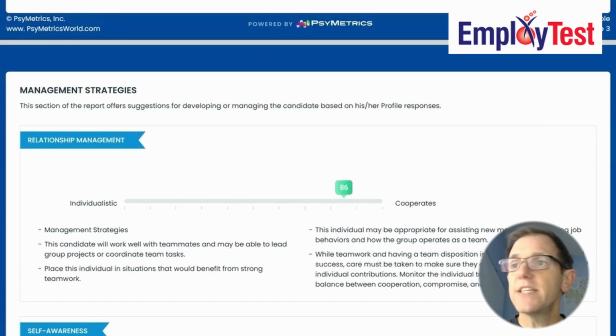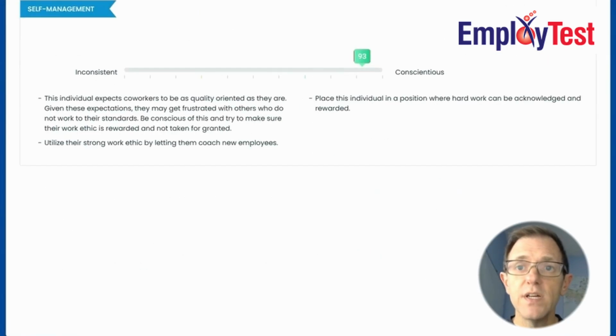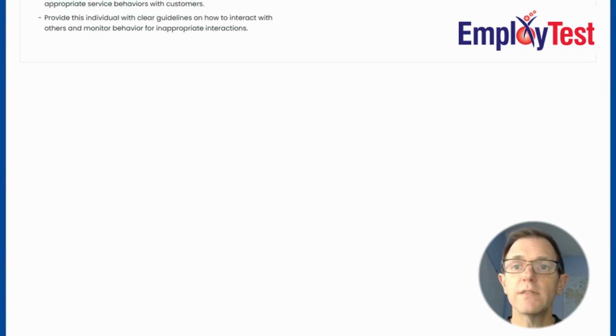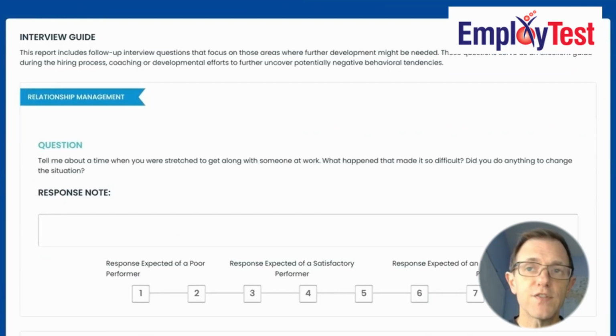Then it has management strategies, so suggested management strategies based on their score for each topic. And finally, as a bonus, you get suggested interview questions for any area where they may not have scored so well. So you can see relationship management: tell me about a time that you were stretched to get along with somebody at work. You can use these during the interview to probe a little bit deeper based on how they performed on the test.